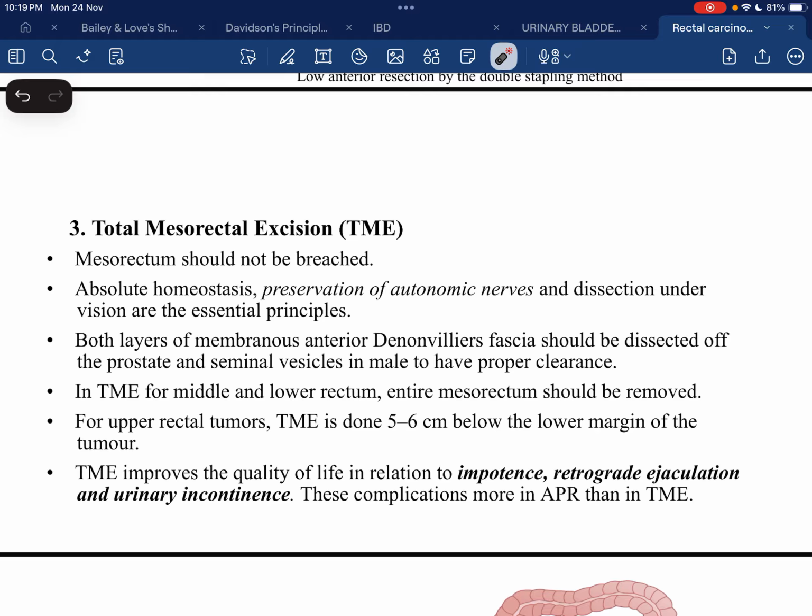In TME, for the middle and lower rectum, the entire mesorectum should be removed. For upper rectal tumors, TME is done 5 to 6 cm below the lower margin of the tumor. TME improves the quality of life in relation to impotence, retrograde ejaculation, and urinary incontinence. These complications are more common in APR than in TME.